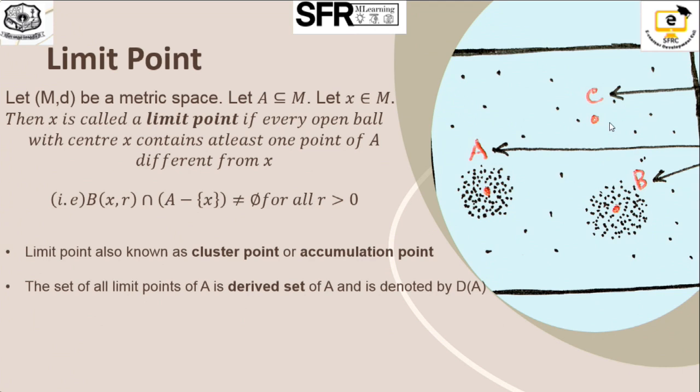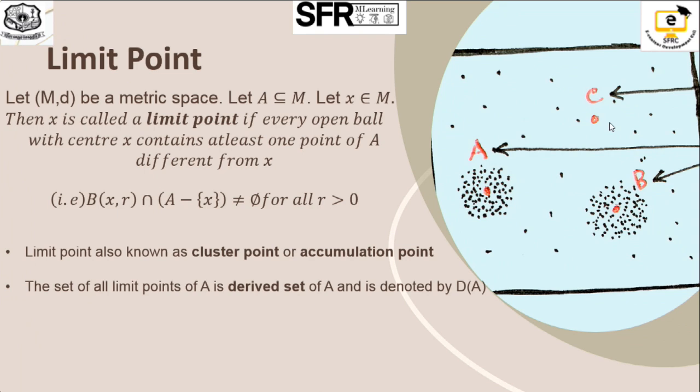The set of all limit points of a set A is the derived set of A, and it is denoted by D(A). Now, let us see an example for a limit point. We consider the set A which is equal to {1, 1/2, 1/3, etc. up to 1/n}. Now, we are going to find the limit point of this set A.